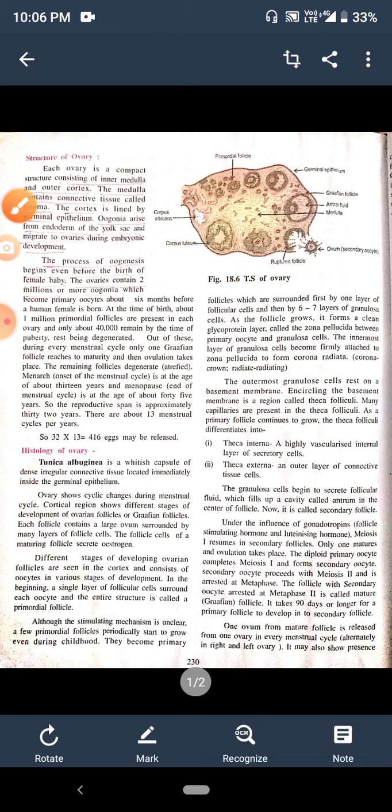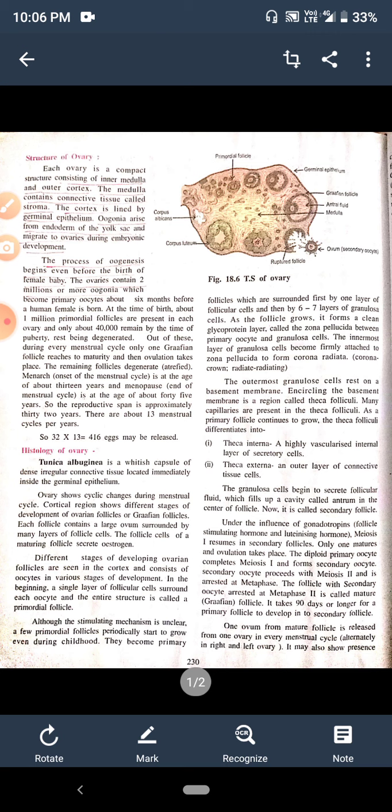Now the next will be the outermost granulosa cells rest on a basement membrane. Encircling the basement membrane is a region called as theca folliculi. Many capillaries are present in theca folliculi. As many primary follicles continue to grow, the theca folliculi differentiate into theca interna and theca externa. I think this also I covered in my lecture, but once again I will tell you regarding it.